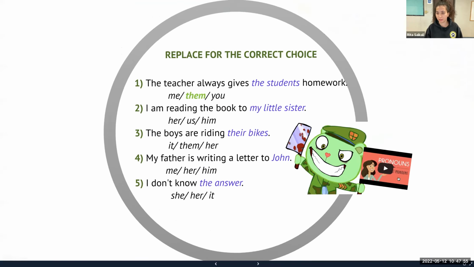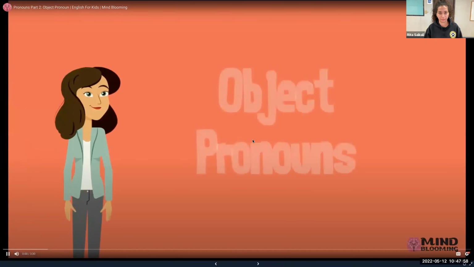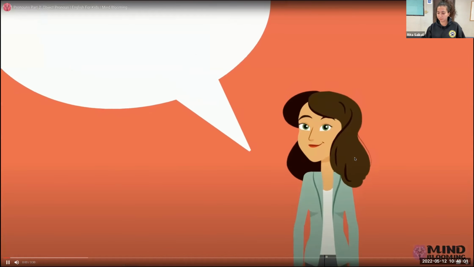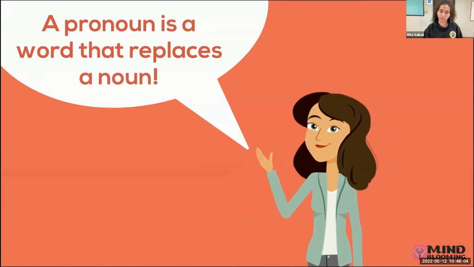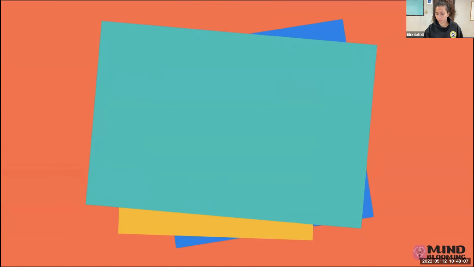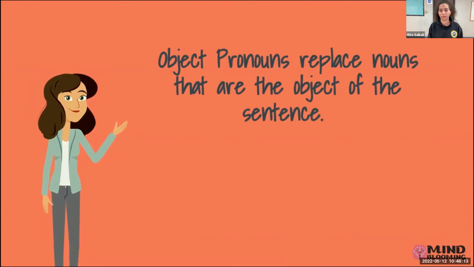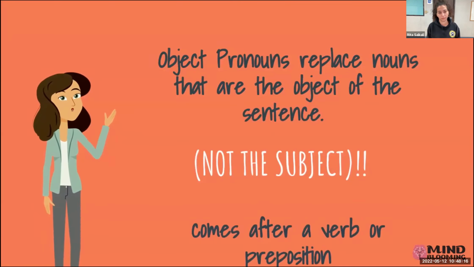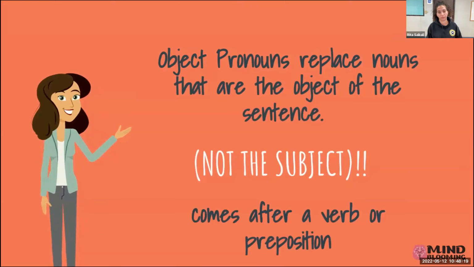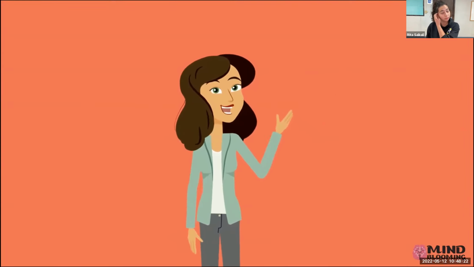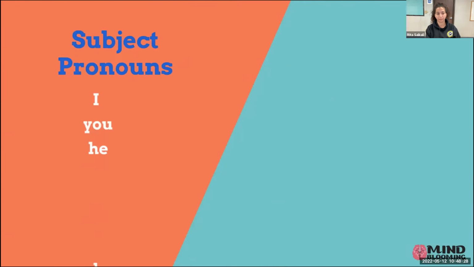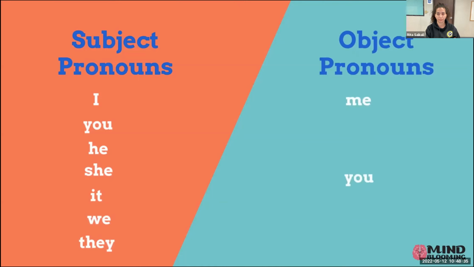You want to see this video on pronouns? Let's figure it out. Object pronouns. Remember that a pronoun is a word that replaces a noun. In this video, we're focusing on object pronouns. Object pronouns replace nouns that are the object of the sentence, not the subject, which means it comes after a verb or a preposition. Let's look at how the subject and object pronouns are different from each other. We know that the subject pronouns are I, you, he, she, it, we, and they. However, the object pronouns are me, you, him, her, it, us, and them.